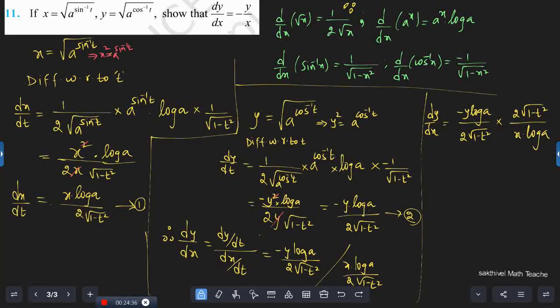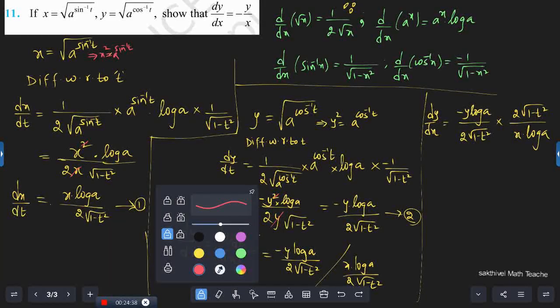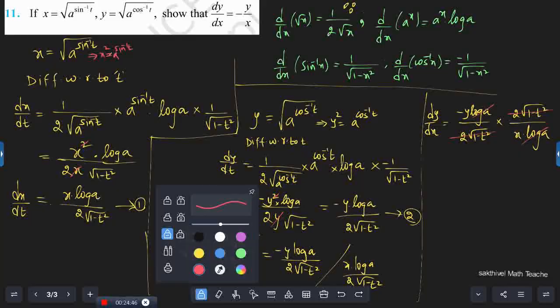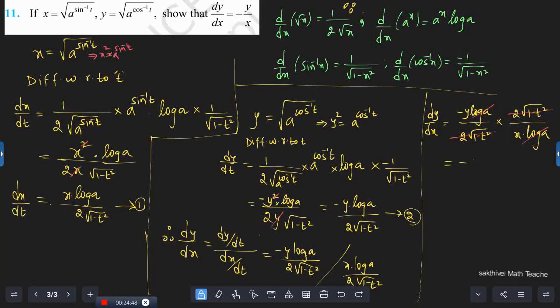Now what all cancels, do it. So log a cancels, 2 square root of 1 minus t square, this also will be cancelled. Then what do I have remaining? Minus y divided by x. That is what they asked to prove. I hope we have done it. That's it, children. We got the final answer. Okay, I think we have done this exercise.